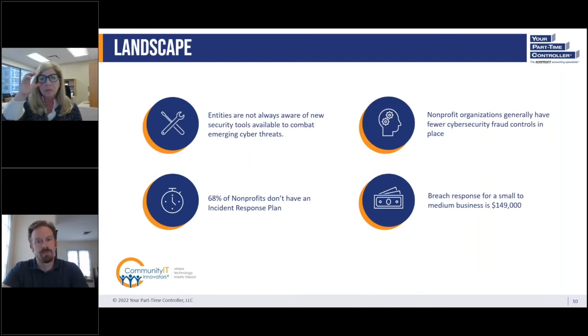Early on in the pandemic, we did see one case with one of our clients, a large nonprofit that was scammed out of nearly $1 million in a cyber attack, at a time when they were serving more people than ever because of the pandemic. But we know that even $149,000 could potentially be devastating to many nonprofits, as Matt said.